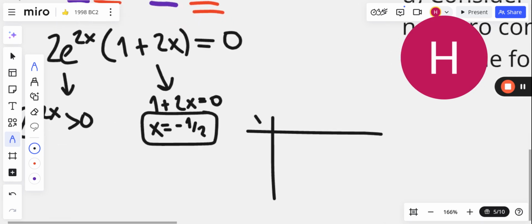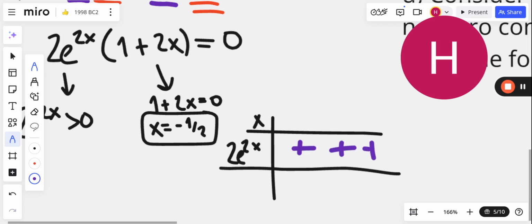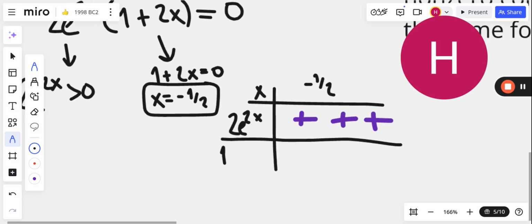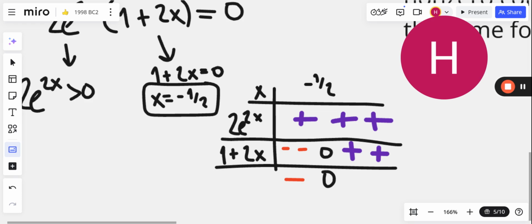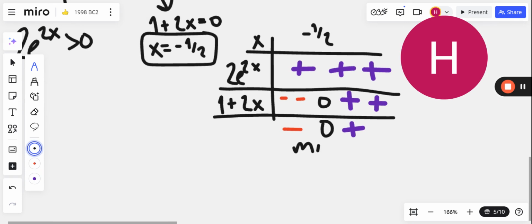If we put this on a chart, like I said, e to any power is never going to give us a negative. It's never going to give us 0, so it's always going to give us positive. However, when x is negative 1/2, we do get a 0 on the second factor there. Anything less than negative 1/2 is going to give us a negative. Anything greater is going to give us a positive. So that tells us that the derivative is negative, and then the derivative is positive, making this a minimum point. There's our minimum. In fact, we know the graph is going downwards and then going upwards in some way.